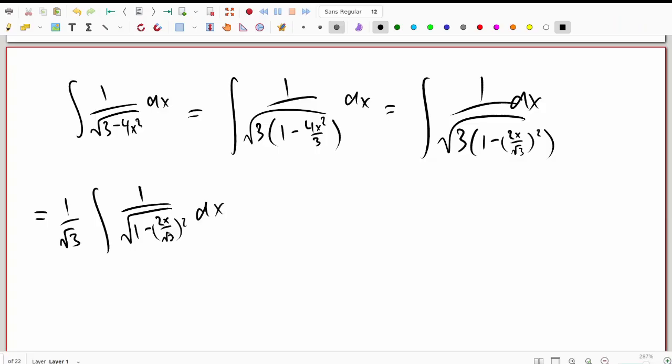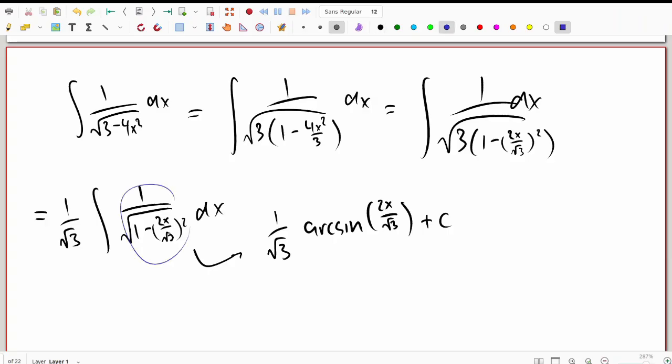Now, we could do a u sub, but let's simply use our intuition to turn this into an arcsin. So 1 over square root 3 arcsin 2x over square root 3 plus c, but we're not done yet because we still have to multiply. Remember, when we take the derivative of this function, we're going to obtain this expression times 2 over root 3 because of chain rule, so all we have to do to account for that is multiply this by root 3 over 2, or divide by 2 over root 3.